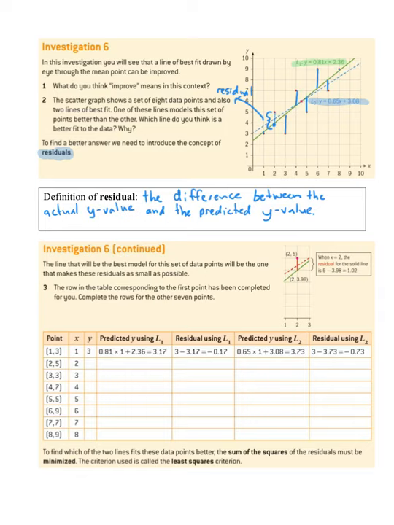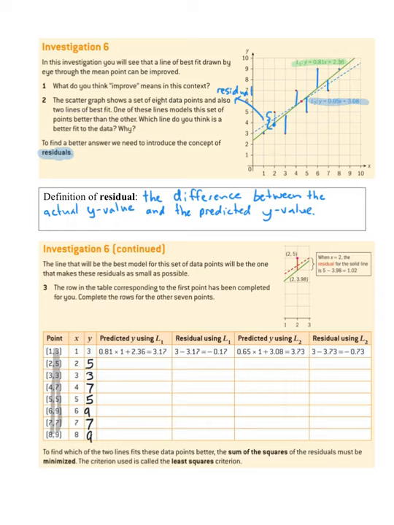What we're going to do is calculate some values down here. First we have the points from the data set, listed on the left-hand side here. I'm just going to copy the y values down: 5, 3, 7, 5, 9, 7, 9.